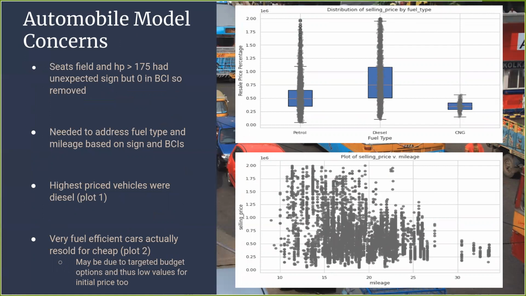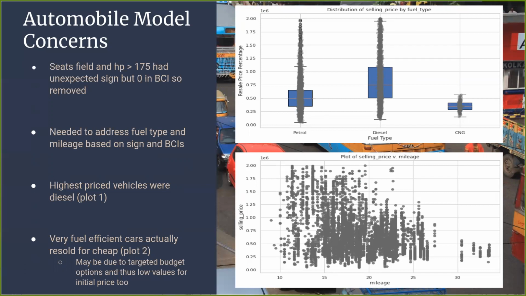So we needed to address why we were seeing this. So I went and looked at the raw price of vehicles versus their fuel type and saw that diesel was actually having a higher overall average resale price. And so that was actually what was causing our coefficient to be slightly different than what we expected for petrol and compressed natural gas.